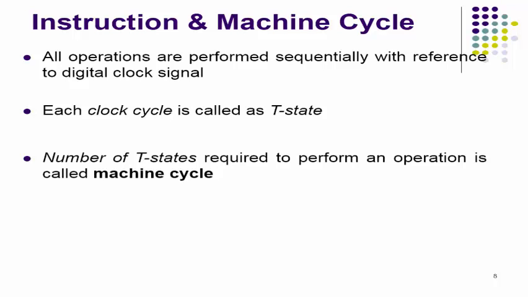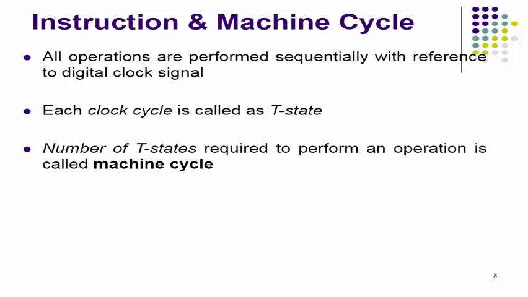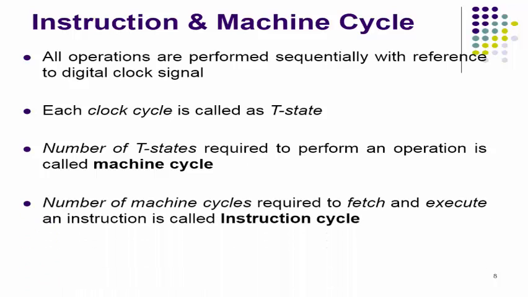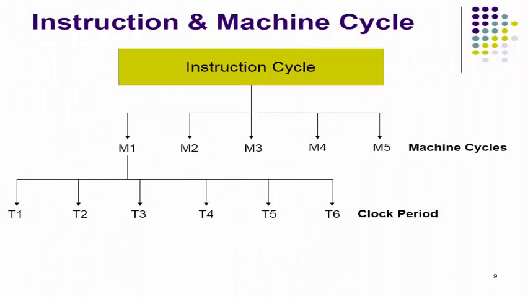The number of T states required to perform an operation is called a machine cycle; simply, the group of T states to perform the operation is known as a machine cycle. And the number of machine cycles required to fetch and execute an instruction is called the instruction cycle.